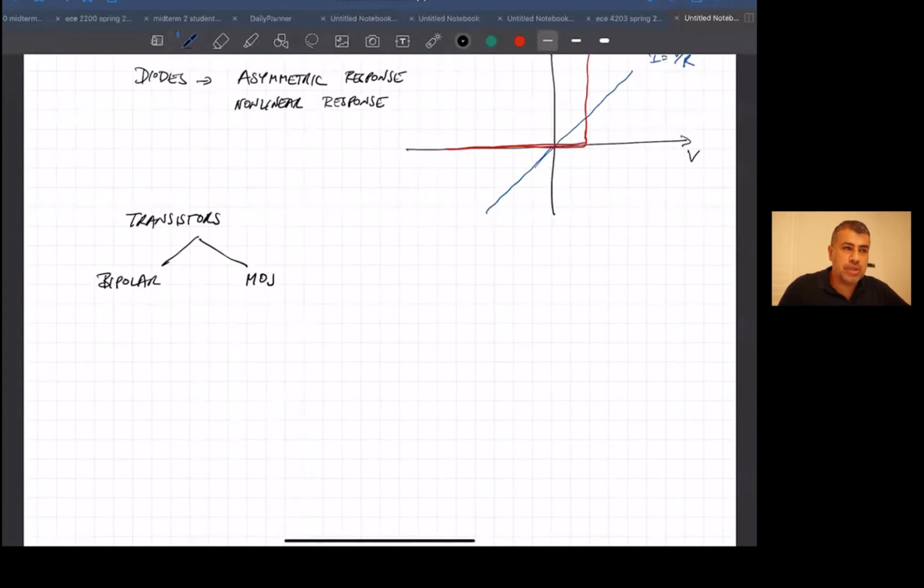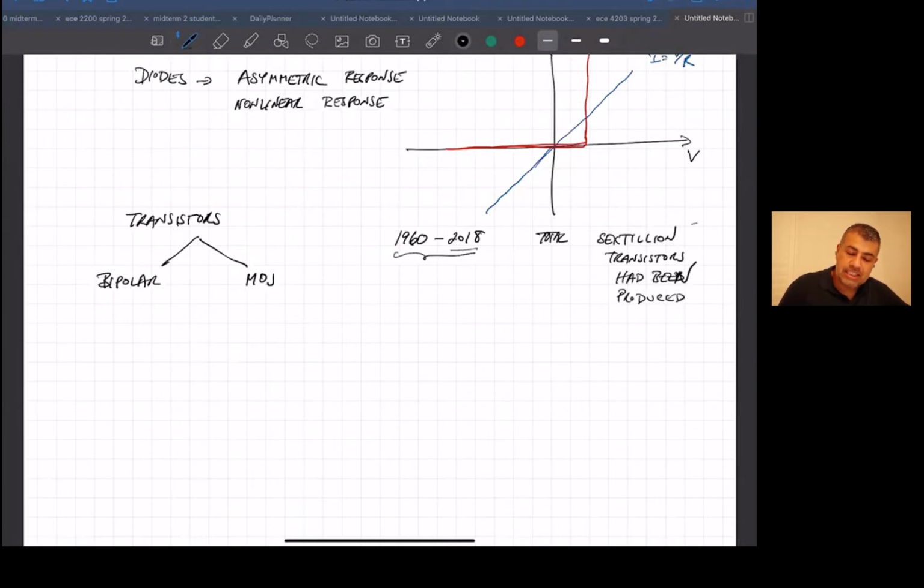Just a note to maybe impress you guys, I was looking at Wikipedia to come up with interesting numbers. Just to give you an idea how important transistors are, between 1960 and 2018, it estimated a total of 6 trillion transistors had been produced. 1960 is not quite the year the transistor was invented, but quite close. And it turns out 6 trillion is 10 to the 21.